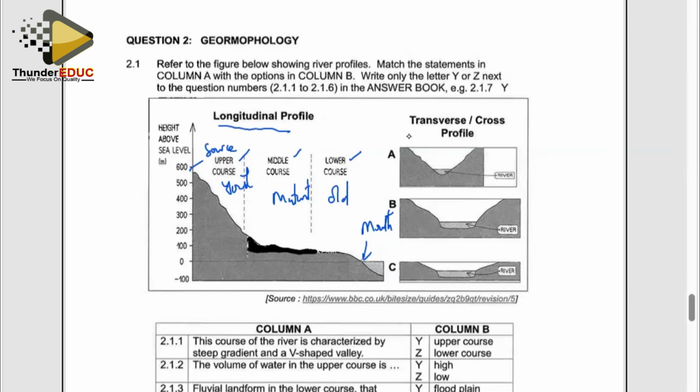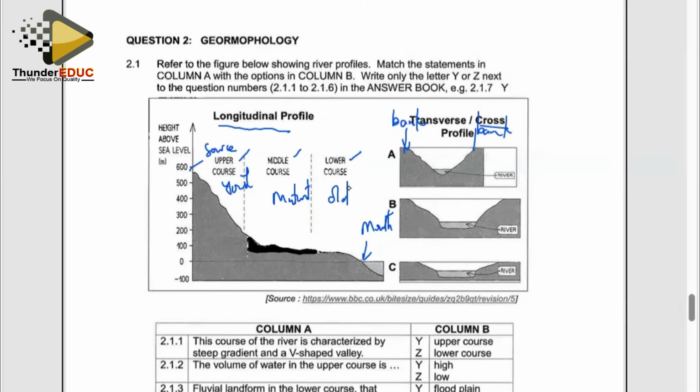And then we have a transverse profile. A transverse profile shows us the shape of the river from one bank to the opposite bank. So it's a cut across the river channel. How does the river channel look if we cut across it from one bank to the extreme bank on the other side? How does the river channel look?